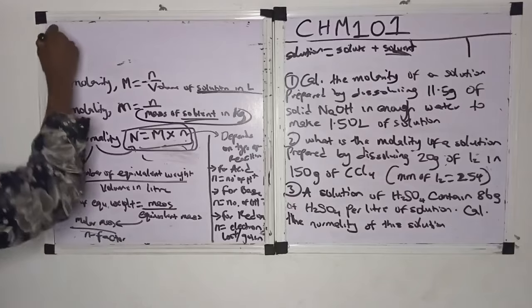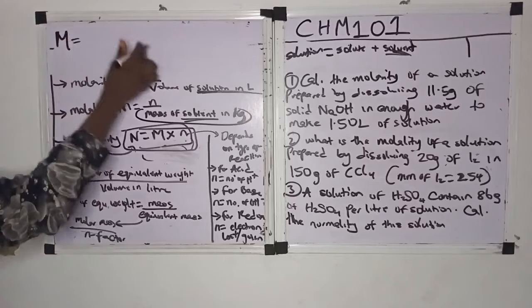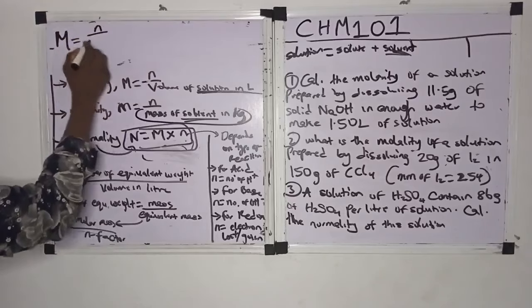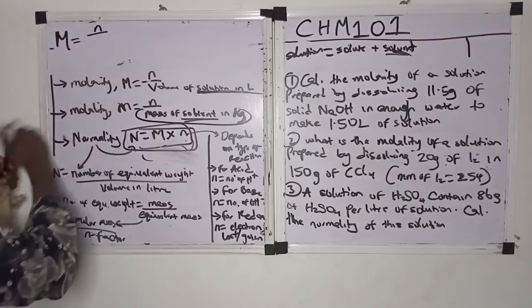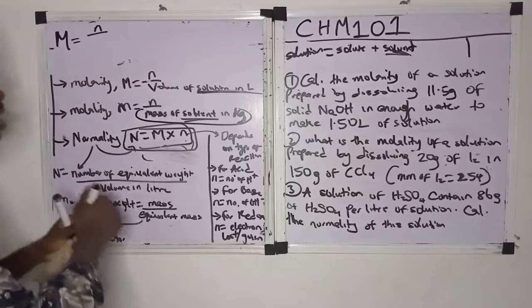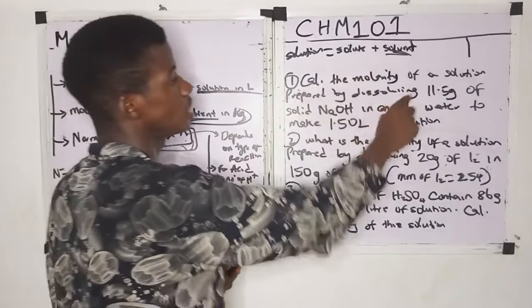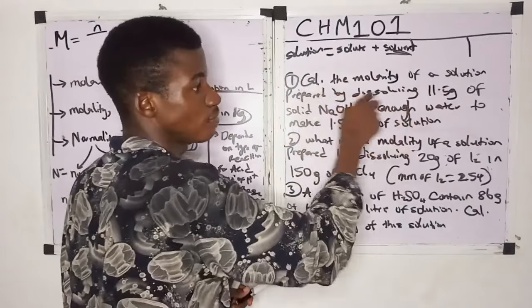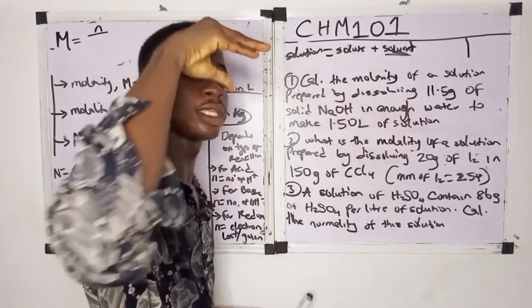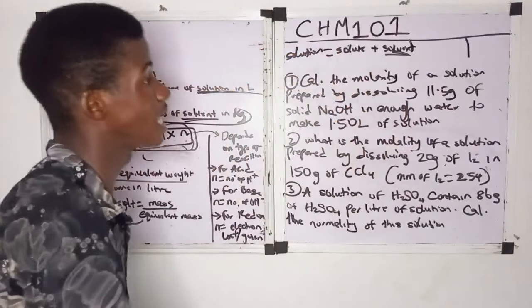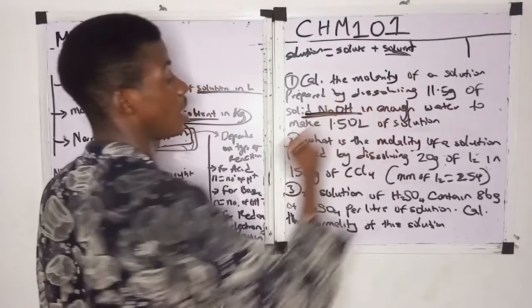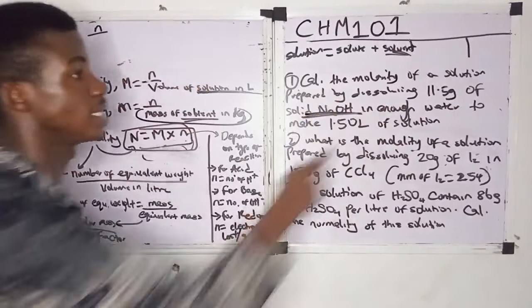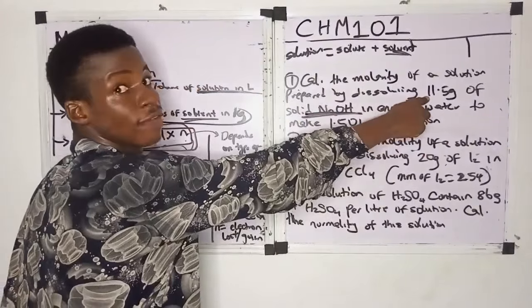Now normally molarity is equal to number of mole of solute divided by volume of the solution, right? Yes. Now, what is the solute here? Prepared by dissolving. Remember, solute is usually the one that dissolves in the solvent. So dissolving, the solute is NaOH, right? This is the gram of NaOH.